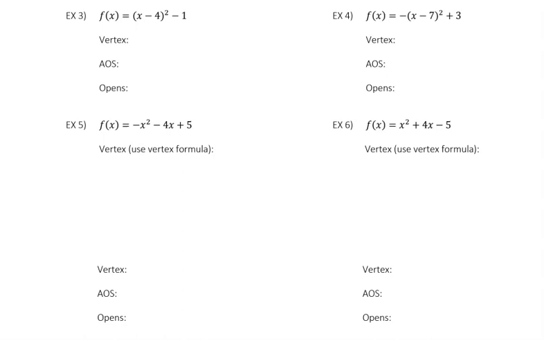Alright, welcome back to part 2 of this video. So again, we're just going to be getting some more practice finding all these different pieces of the parabolas. So let's start with example 3.